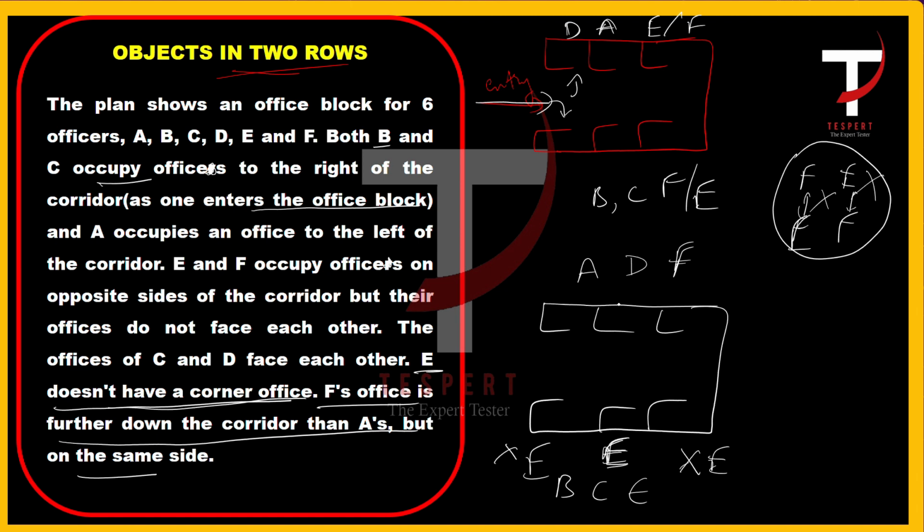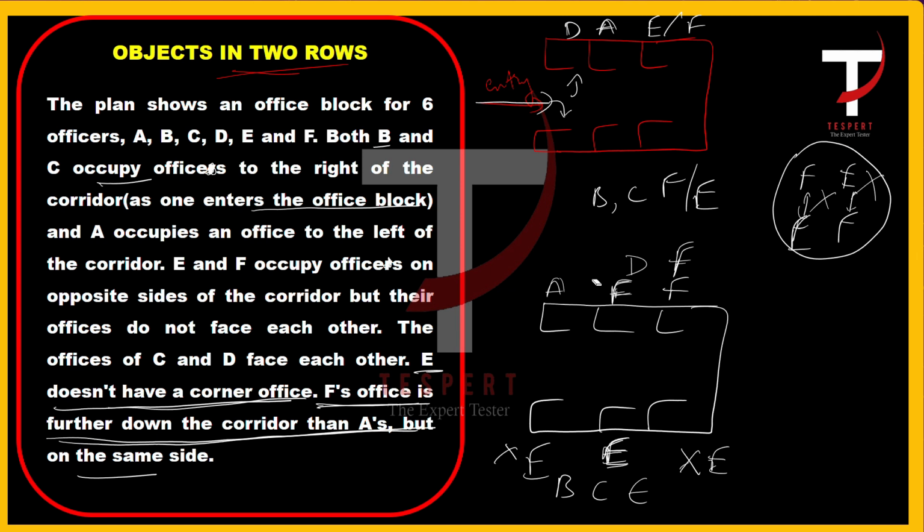So if E is here, F shouldn't come here, right? And the last statement also says that F's office is further down the corridor than A's. So if A is here, then F must be either here or here, further down the corridor. But we do not know the exact position as of now. And the offices of C and D face each other.